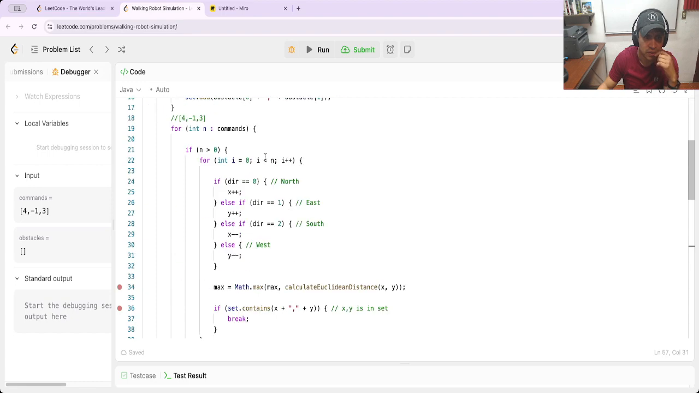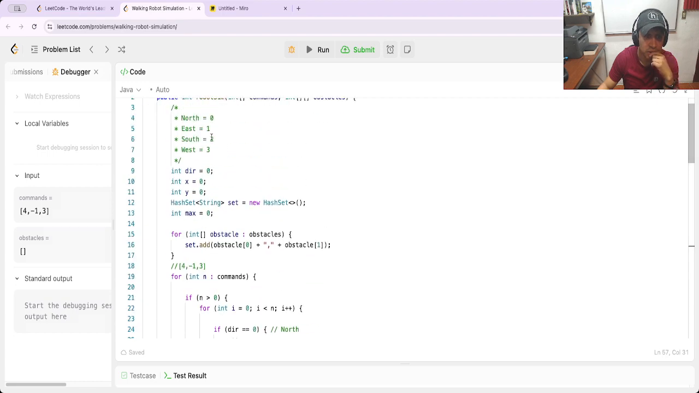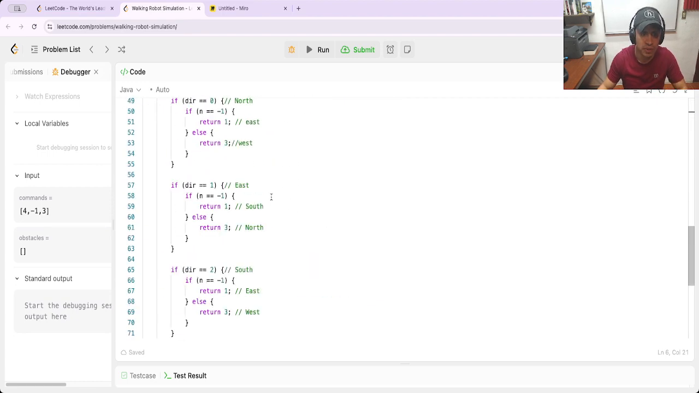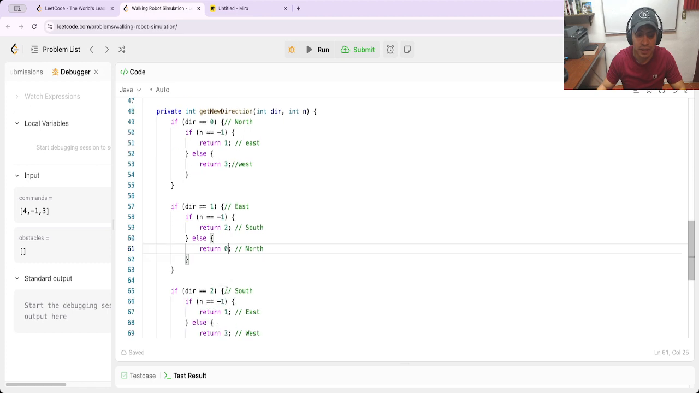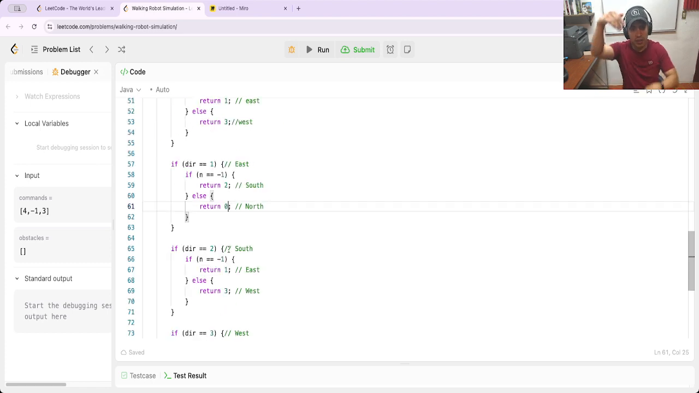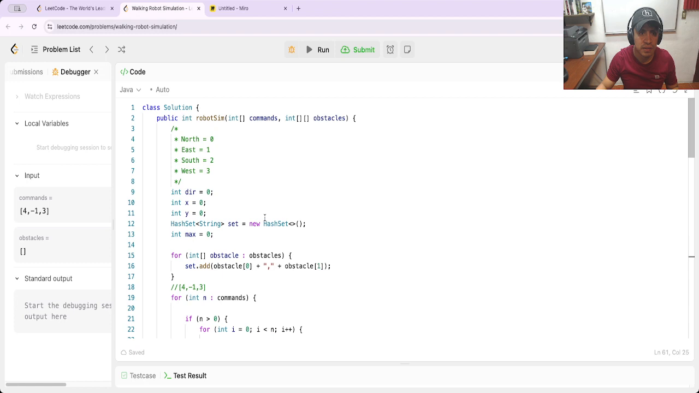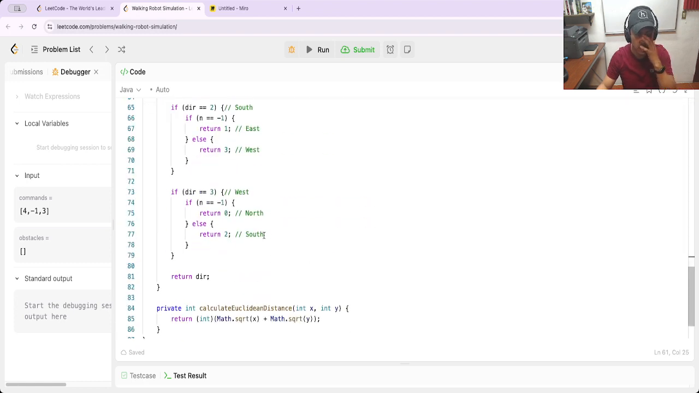South is 1. No, south is 2. This is wrong here. South is 2 and north is 0. You are looking to the south. Less 1 is to the right. East is 1. Yeah, and west is 3. And the others are 0 and 2. Okay.